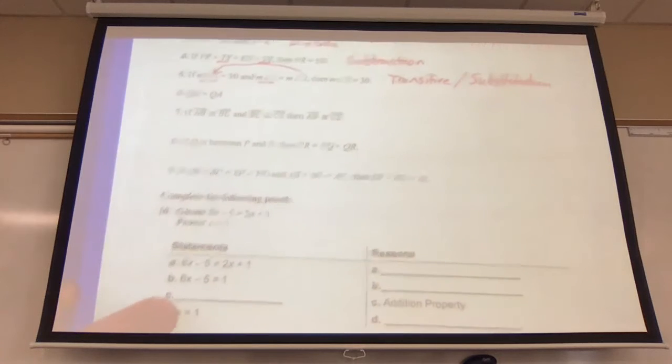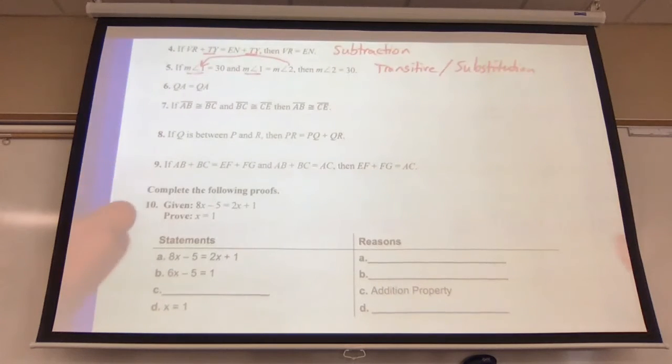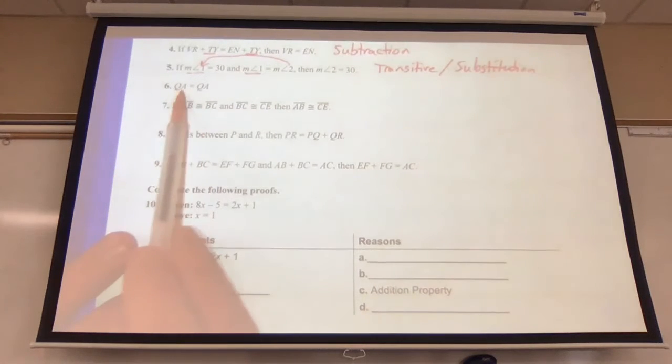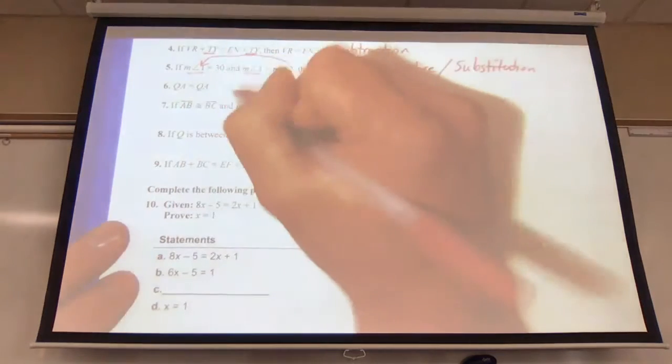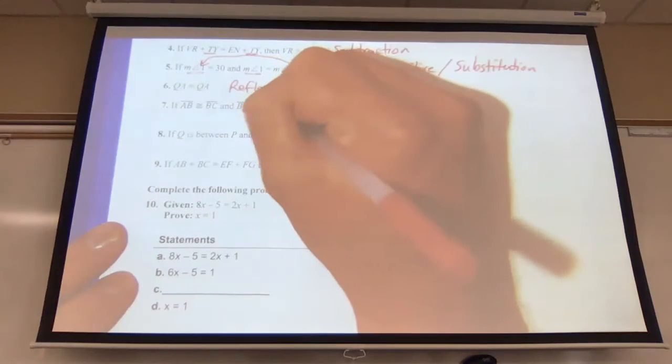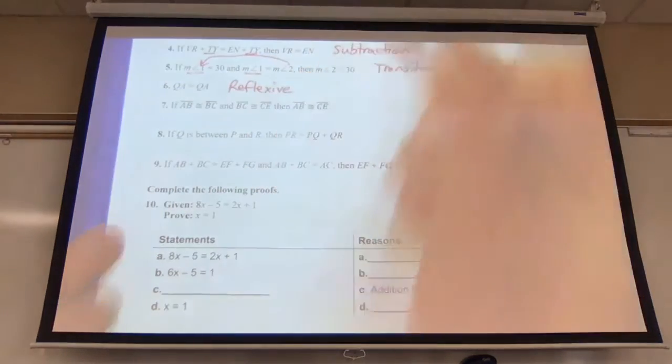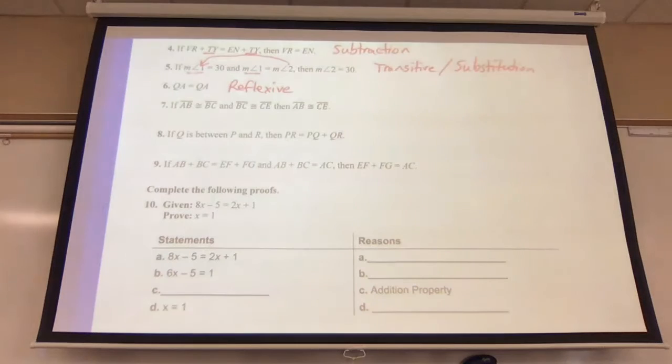Number 6, pretty straightforward one. This one's not if-then form, so all we have to do is figure out which property it matches up with. It says QA equals QA. The reflexive property allows you to say that something is equal to itself. X equals X, A equals A. In this case, QA equals QA. That is the reflexive property.